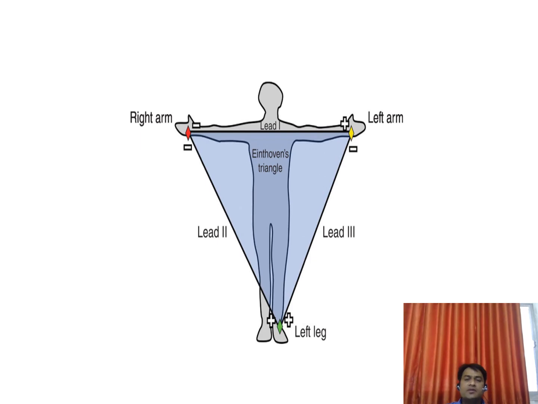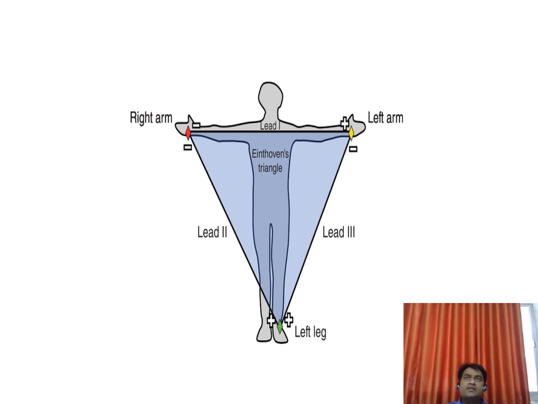Bipolar leads means that both the electrodes are active electrodes. So that is called bipolar. In unipolar, only one electrode is an active electrode, and the other electrode is kept as an indifferent electrode, or inactive electrode.